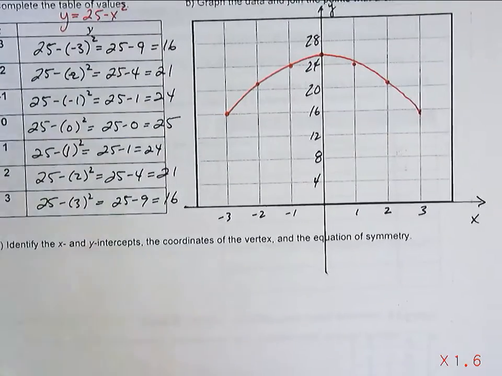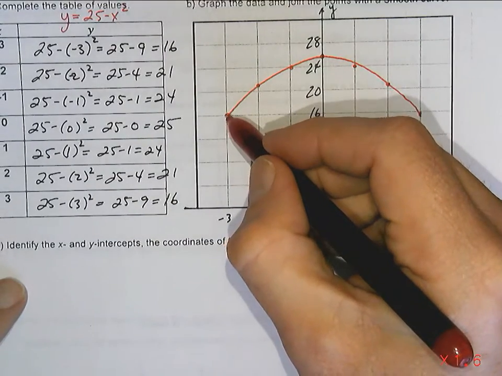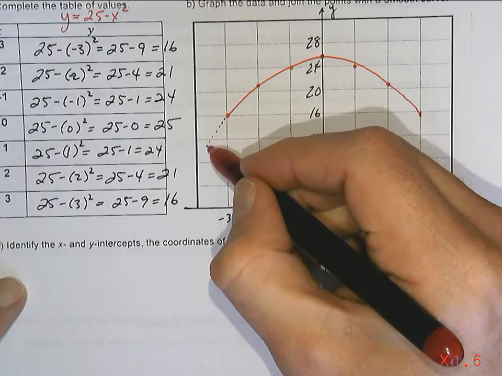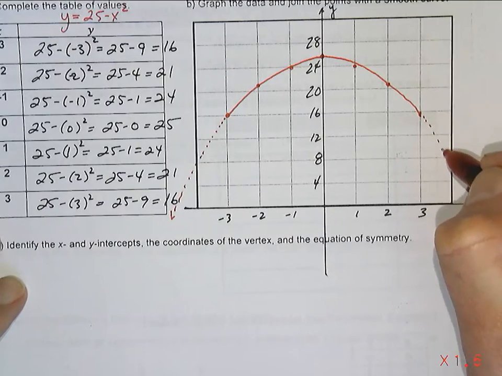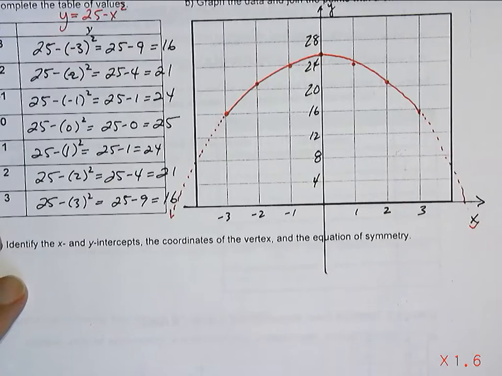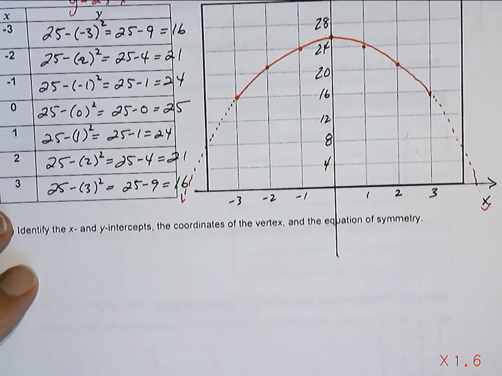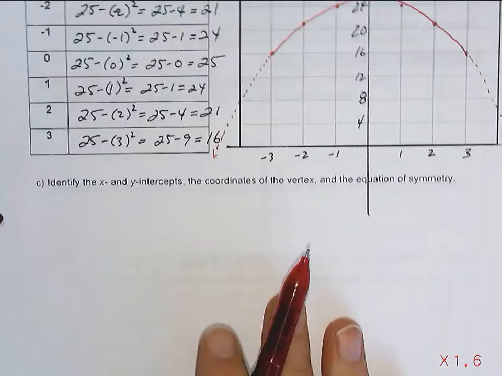The question below says identify any x-intercepts and any y-intercepts. Well, the bridge is going to have to continue coming, isn't it? It's going to continue down there. And it's going to continue down there. Now my scale is really, really lousy for figuring out what those values are, isn't it? My scale stinks for that. Maybe I can use my equation to help me.